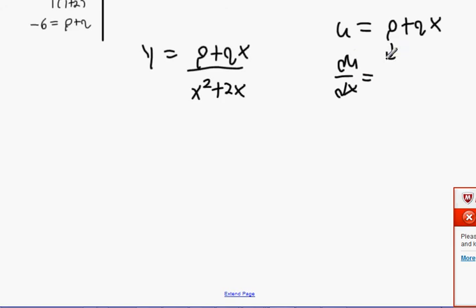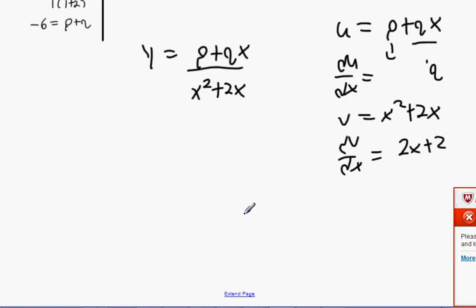P is a regular number, and q is a regular number in front of x. Just q. So the u dx is q on its own. Okay, what about the bottom? V equals x squared plus 2x. Differentiate, and I think that's what you gave me, is 2x plus 2.